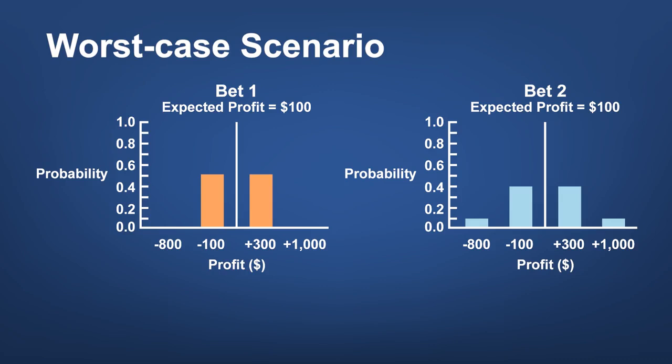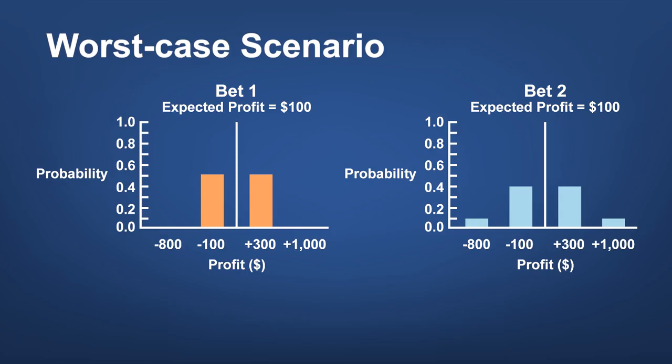The other bet has 4 potential outcomes. Some of the probability now shows up in the tails. 10% of the time we lose $800. 10% of the time we gain $1,000. The expected return is the same.